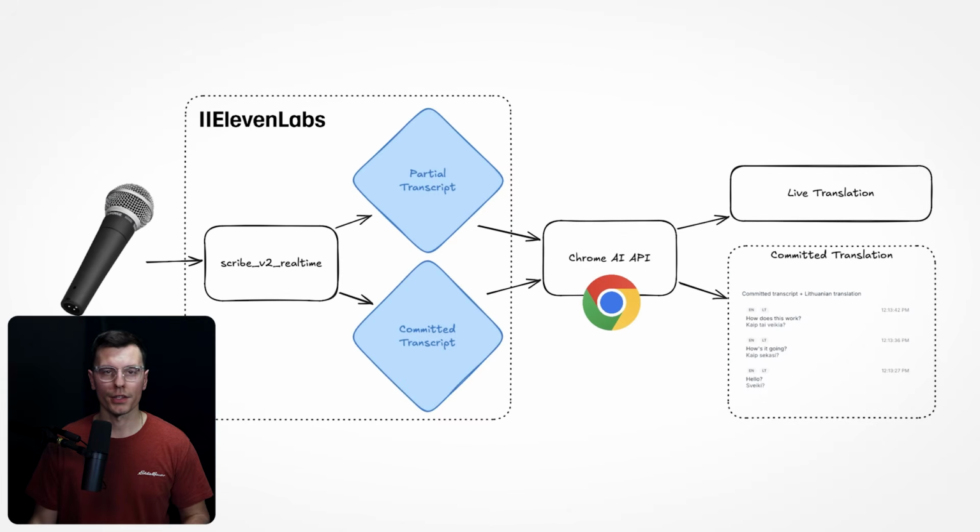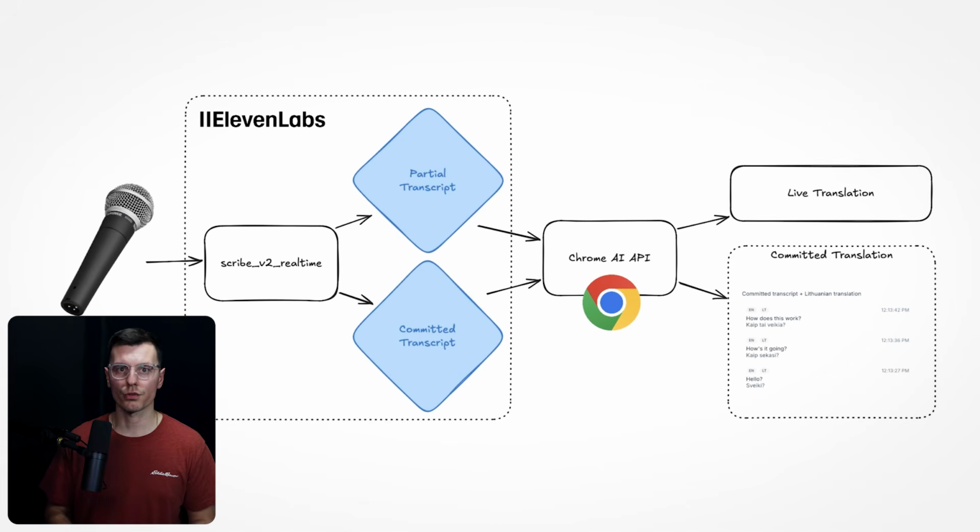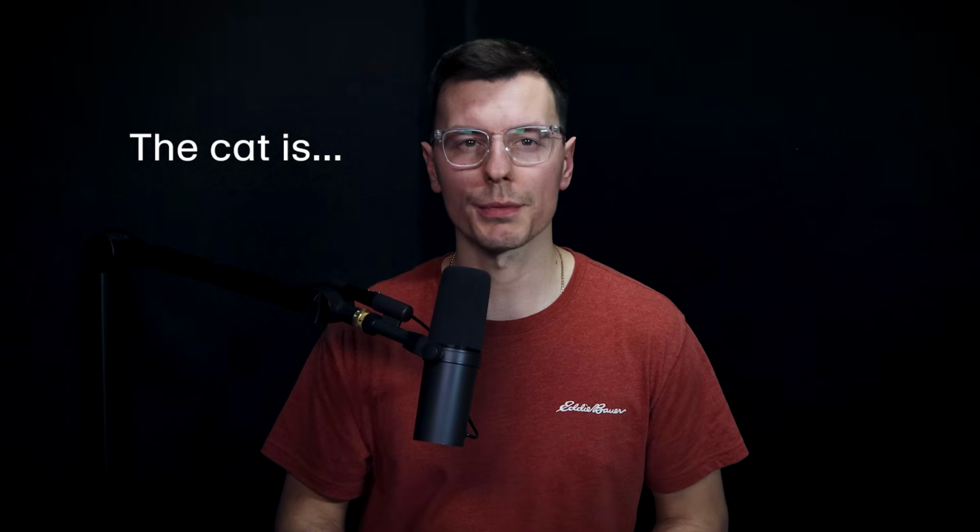Now, where does the actual transcription happen? When working with the Scribe API, there are two types of transcripts, partial transcripts and committed transcripts. The partial transcripts are the live transcripts. These transcripts happen via WebSocket and they are returned to you as you speak. So if you say the phrase, "the cat is," you'll see those words streamed in real time.